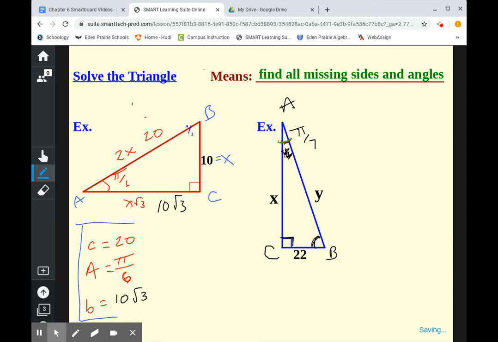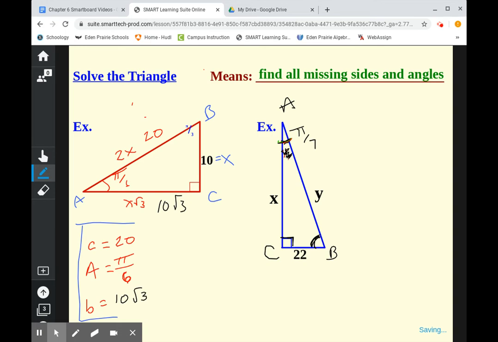Okay, the second example, a little bit more challenging. We've called it triangle ABC. This is not a special right triangle, but we do know one of the angles is pi over 7. I just rewrote that because it was hard to read. That angle is pi over 7. Since this angle down here at C is pi over 2, we know that we have 90 degrees remaining between angle A and angle B, or pi over 2.